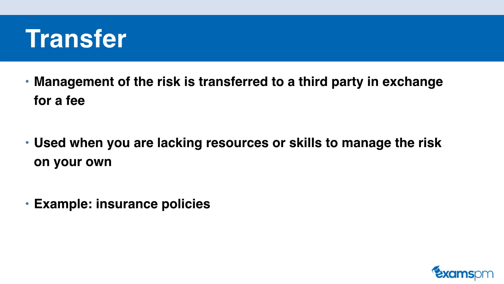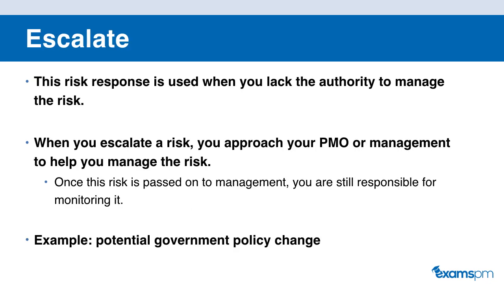Okay, our fourth risk response strategy is to escalate. This risk response is used when you lack the authority to manage the risk. So here you approach your PMO, or your project management office, or your management team to help you manage the risk. Once they agree that the management of the risk will be transferred to them, your responsibility is just limited to monitoring it. So here is an example.